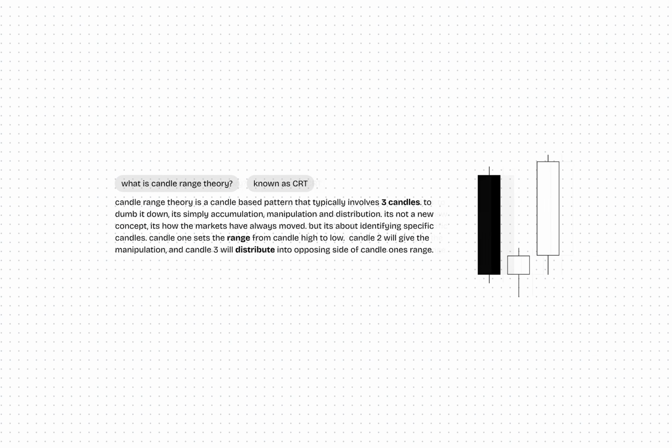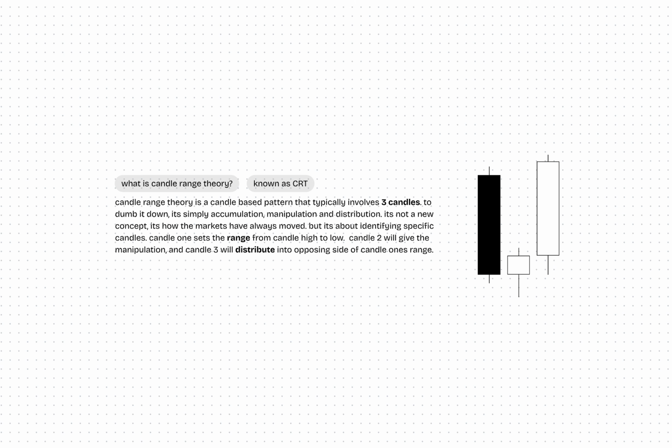Candle range theory is a candle-based pattern that typically involves 3 candles. To dumb it down, it's simply accumulation, manipulation, distribution, as I mentioned. It's not a new concept, it's just a new name. It's how the markets have always moved, but it's about identifying specific candles.